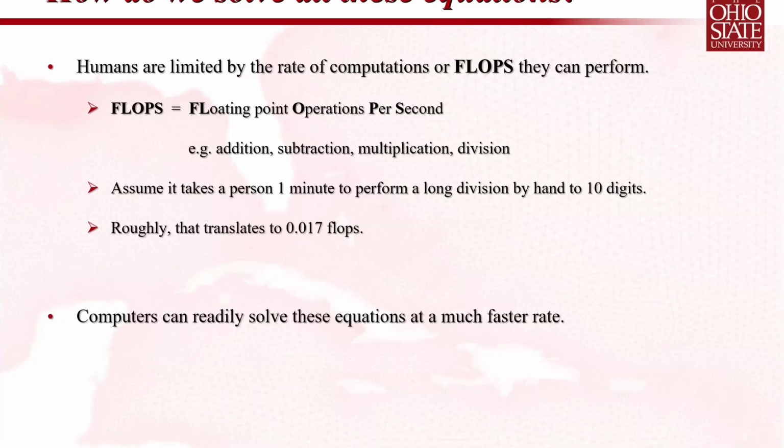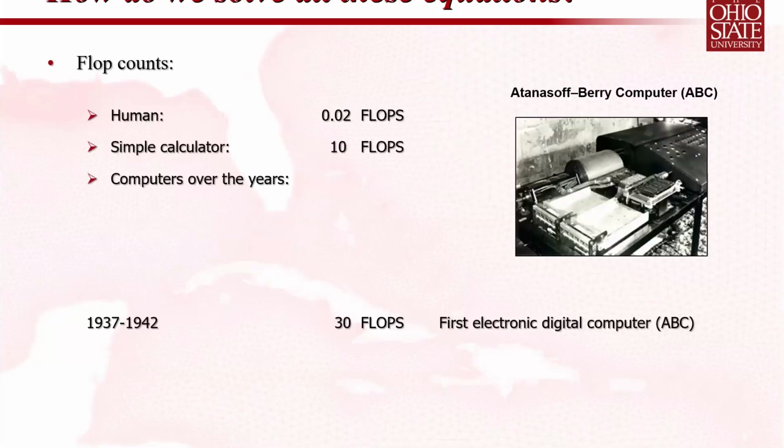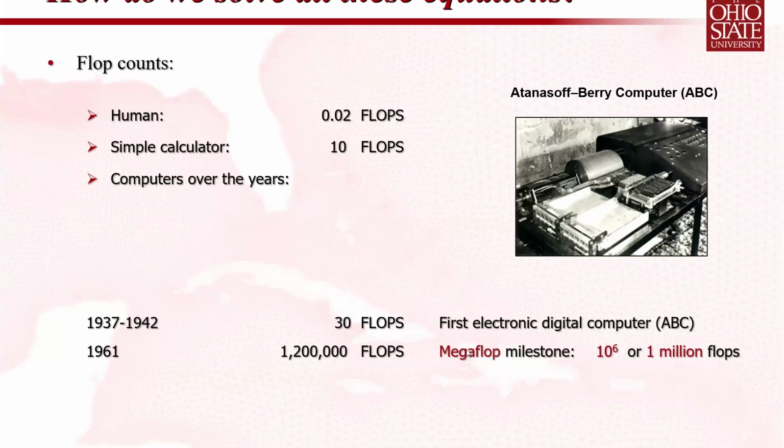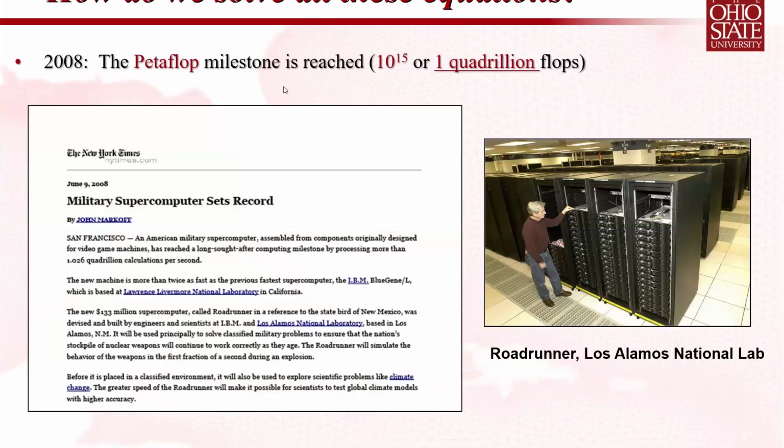Computers, of course, can solve these equations at a much faster rate. So here I'm just going to show some of the flop counts that we have for doing these kinds of calculations. For example, a simple calculator might operate on the order of 10 flops. And then I'm showing here at the bottom some of the milestones that have been reached over the years. In 1961, they achieved what's called the megaflop, meaning they could perform 1 million of these calculations per second. 1984, the gigaflop. And in 2008 was when the petaflop milestone was reached, which is 10 to the 15th, or 1 quadrillion, of these operations per second.